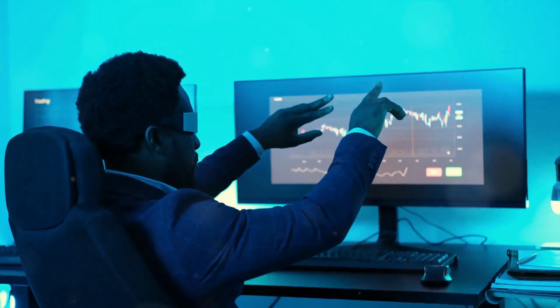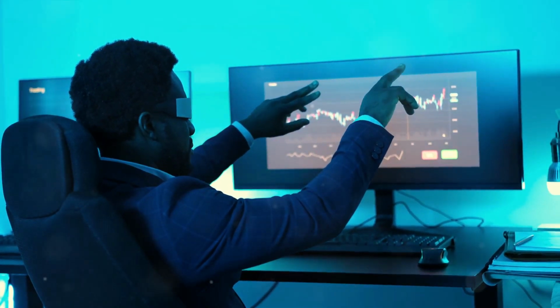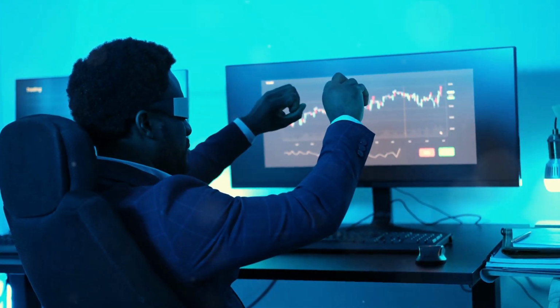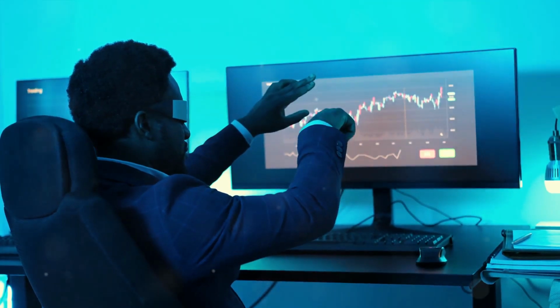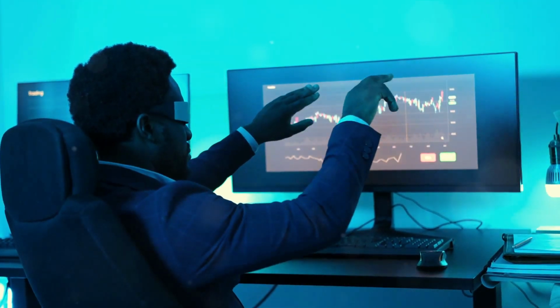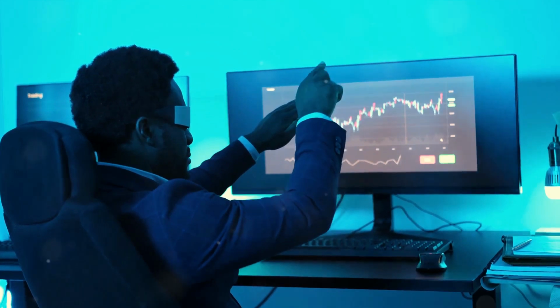The right choice for you depends on whether you're an active or passive investor, your risk tolerance, investment horizon, and financial goals. Remember, the right choice can make a significant difference in your returns. So take your time, do your homework, and make an informed decision.